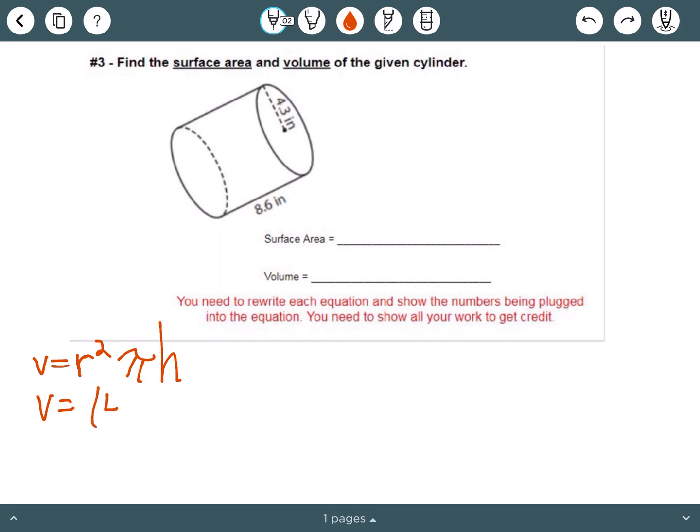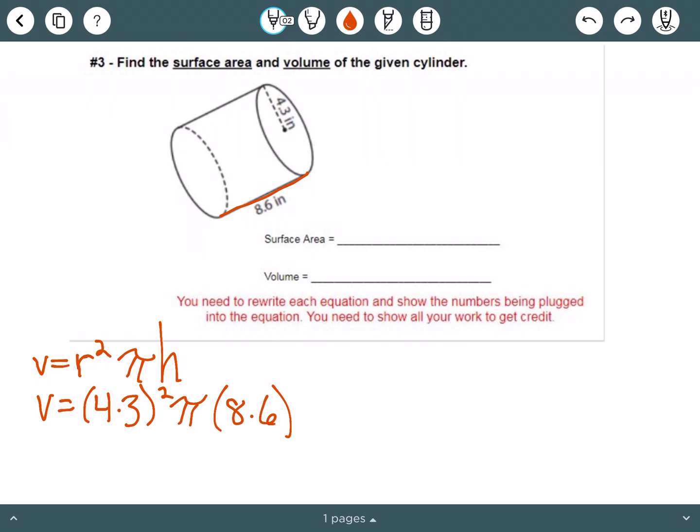So we're going to plug in, I don't like that parenthesis, let me fix that. We're going to plug in 4.3 squared times pi and then times the height, and it does give us the height of the cylinder right there, which is 8.6. So guess what? We have plugged all of our numbers into the equation just like it told us to do in the red directions. And all we have to do now is calculator work.